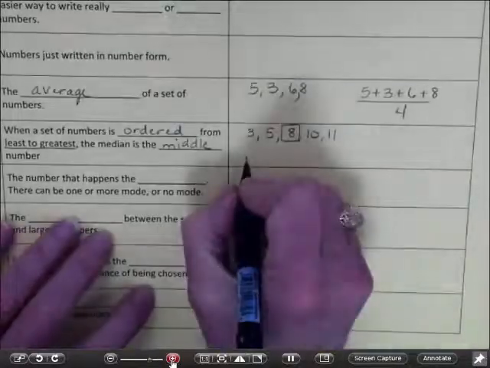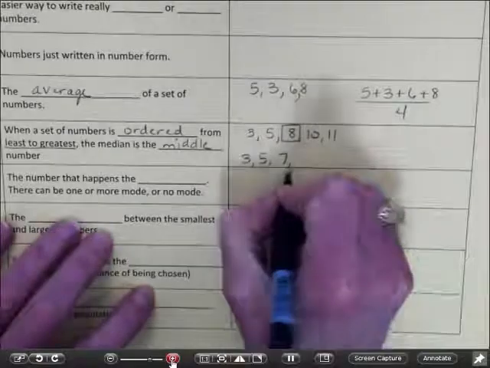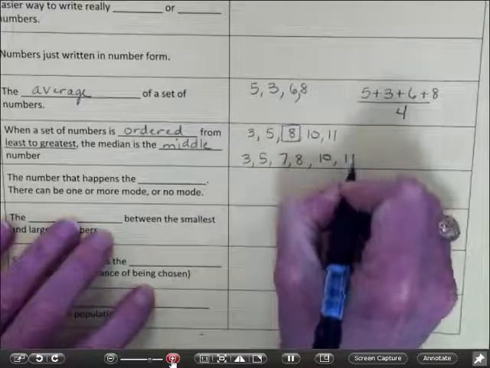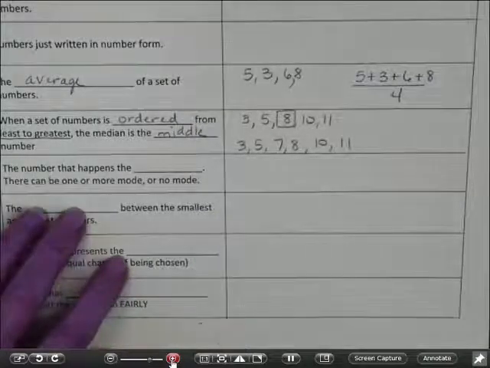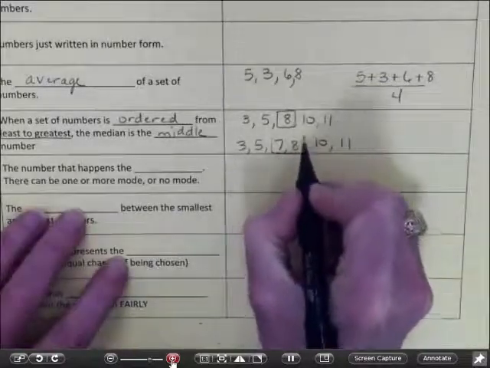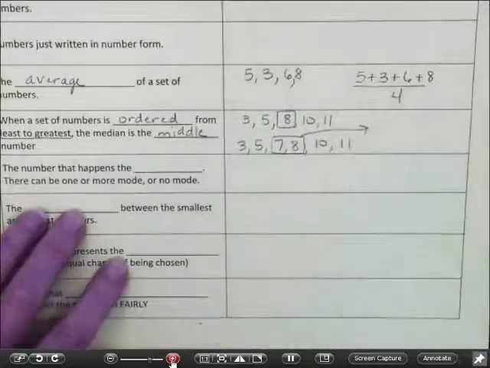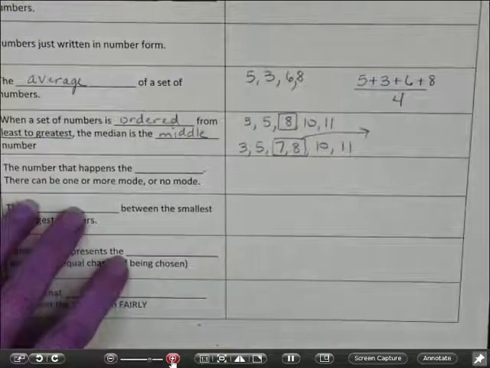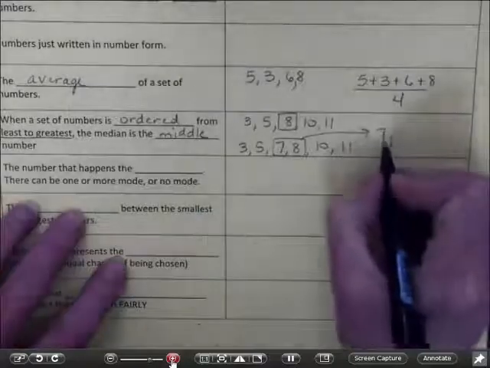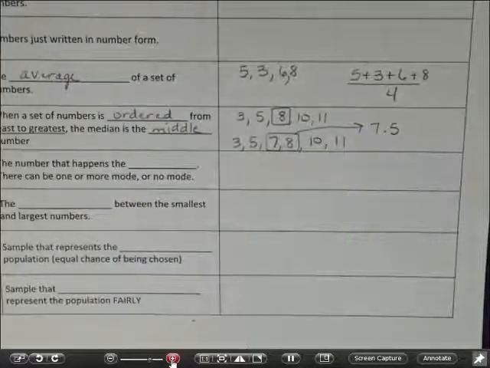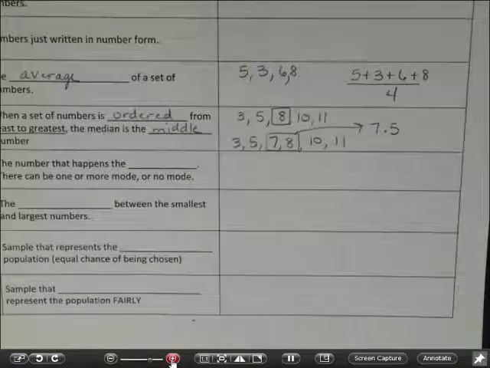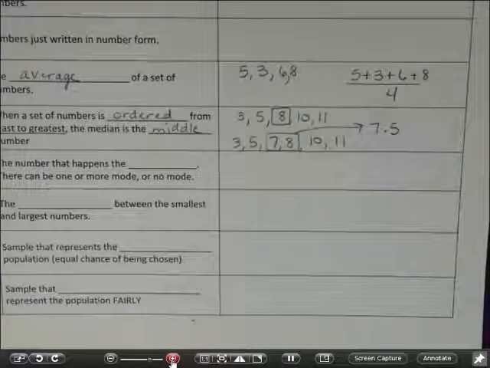Now, look at this set of numbers: 3, 5, 7, 8, 10, and 11. What's the middle number? 7, 8. Because there are two, here's what we do. We're going to box those, and we're going to find the average of those two. So just think about what's halfway in between those. That's actually the median for that one. So not always is the median one of the numbers that's listed. It's the middle number. If you end up with 2, you have to average those together. 7 plus 8 is 15. You divide 15 by 2, and you get this.